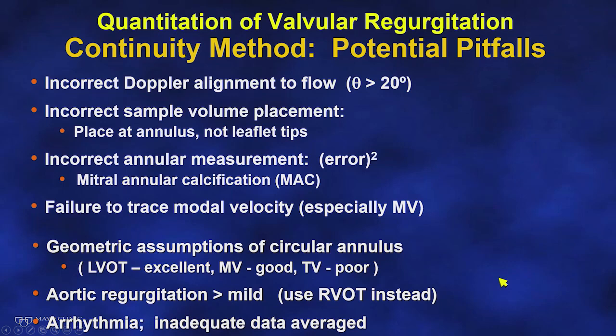You have to trace the modal velocity, especially of the mitral valve. Now, we make geometric assumptions that it's a circular annulus, and we know in real life that may not be true. If there's greater than mild aortic regurgitation, you can calculate stroke volume from the other side of the heart, the RV outflow tract, measuring the RV outflow tract diameter and the TVI of the RV outflow tract. And if you have arrhythmias, it gets very complicated because you really need to average quite a bit of data.